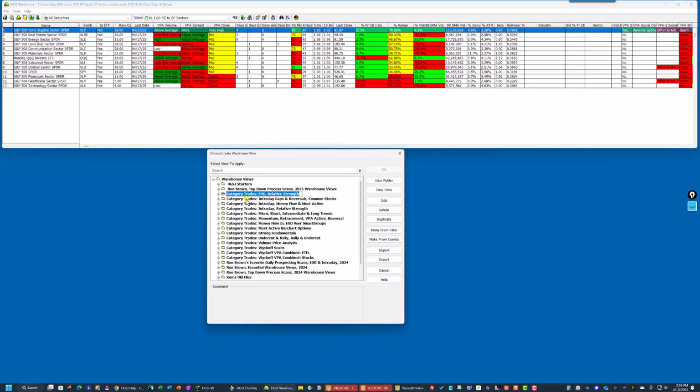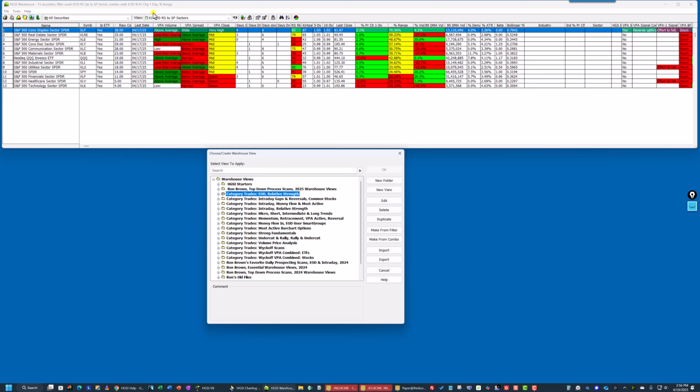Now, these are not in sequential order. It's just the way the sort comes out with the spelling, but this is the way my files look. I don't have any other files in here but mine, so the category trades are going to be all together. Okay, let's go ahead and take a look at this.